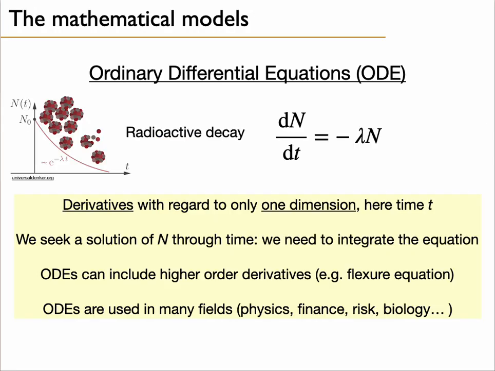So let's have a look at an example. In this lecture, we discuss an ordinary differential equation, ODE, and we apply this to the radioactive decay case. What's an ODE? It's basically an equation in which you have a quantity and derivatives of this quantity, but these derivatives are all taken in one dimension. So here we have n, and we have the derivative of n with regard to time. So there is one dimension. In fact, it is time.